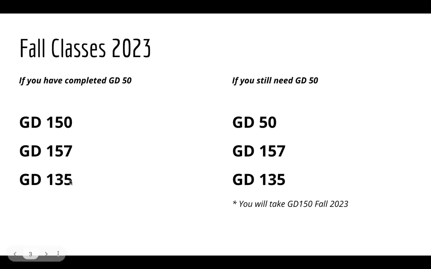And then it's a good idea to also take GD135 if you can fit that in your schedule as well. That is the graphic design history course. So try and take that. If you haven't taken GD50 yet, then that's the first class that you want to make sure you get, GD50, and you'll still take the motion graphics class. You'll just follow up with the GD150 the following fall. So other than shifting that one class, it doesn't change the schedule at all.